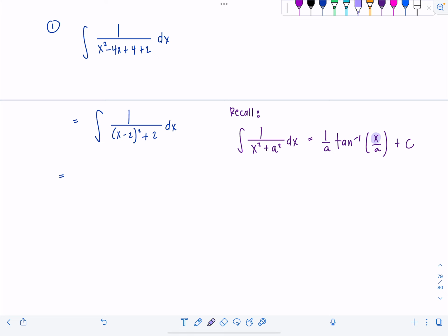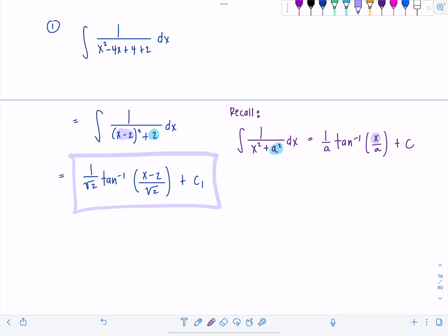Basically, instead of x, we have the quantity x minus 2, no big deal. And then this is a squared, so a is the square root of 2. And then we're ready to jump to the antiderivative: 1 over rad 2 tan inverse of (x minus 2) over rad 2, plus c1, because this is the first integral. Okay, good. That was pretty harmless.